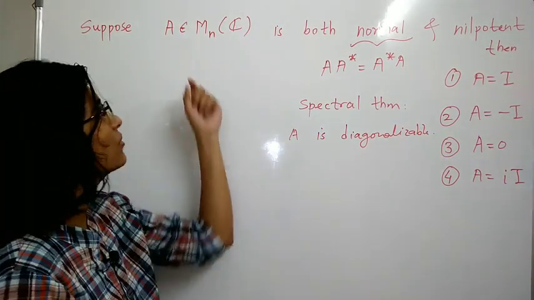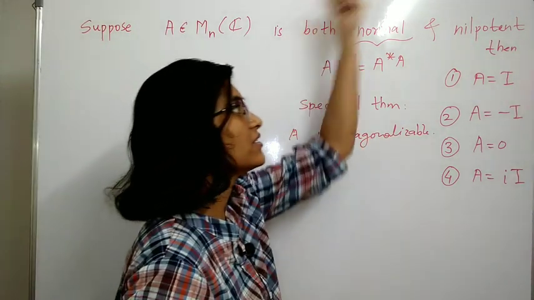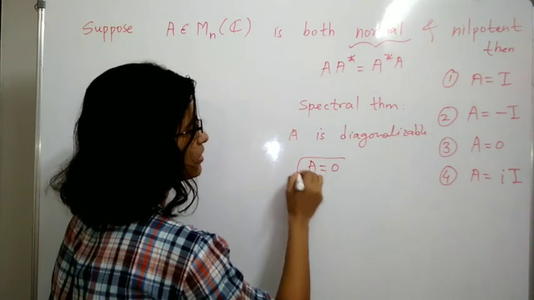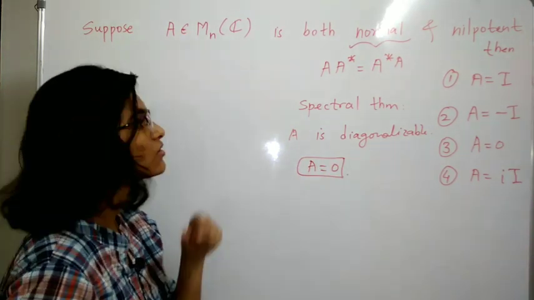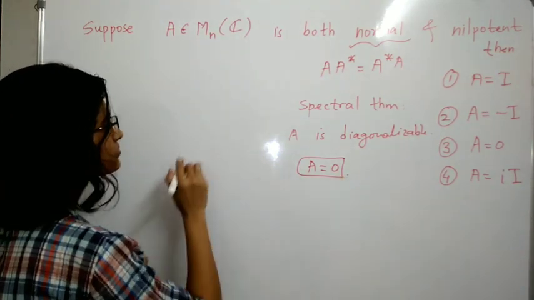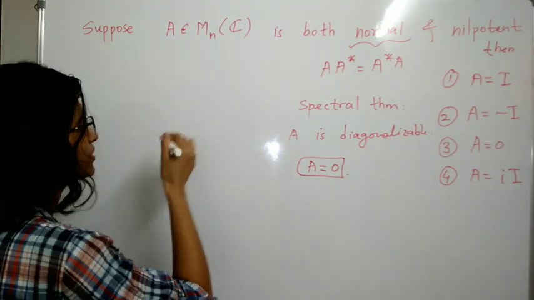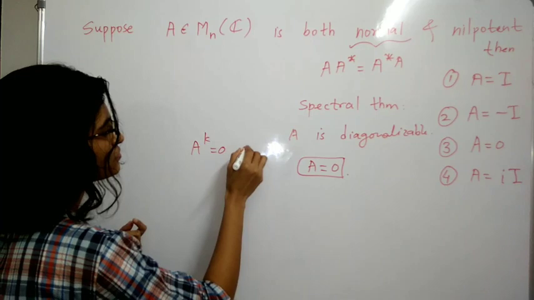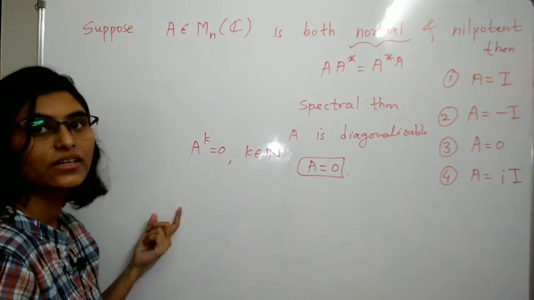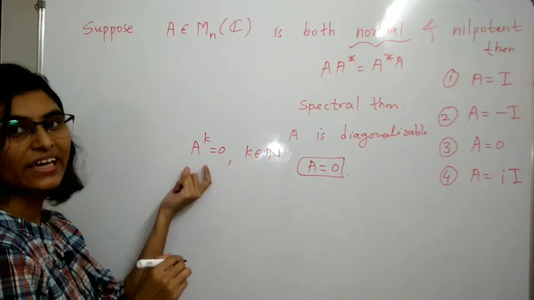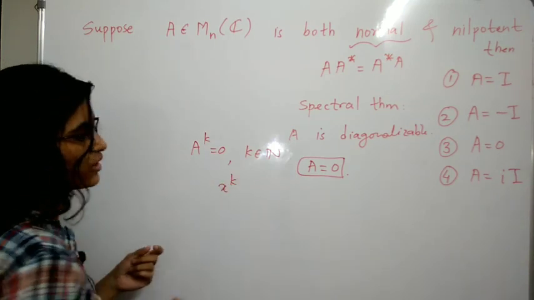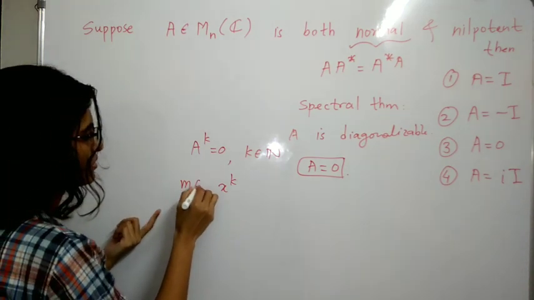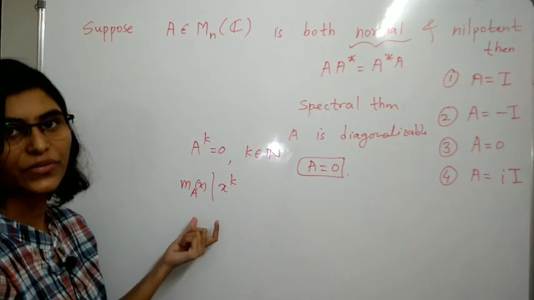So we have a matrix which is diagonalizable and nilpotent. So A must be 0. Why? Because we can easily conclude this. Let us take a nilpotent matrix. What is a nilpotent matrix? A raised to k is equal to 0 for some k belonging to the natural numbers. What is the meaning of this? This matrix A satisfies the polynomial x raised to k, so the minimal polynomial of A, m_A, must divide this x raised to k.